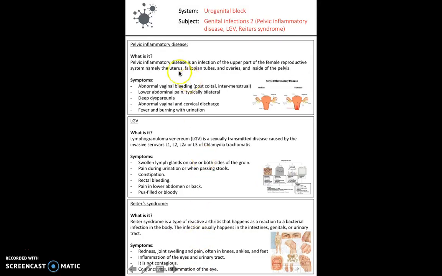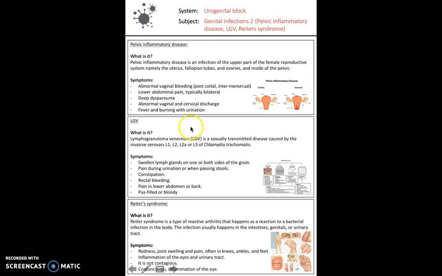The second part of genital infections, so you've got pelvic inflammatory disease, which is an infection of the upper part of the female reproductive system, mainly the uterus, fallopian tubes and ovaries, and inside the pelvis. Quite an explanatory disease by the title. It does cause abnormal vaginal bleeding, lower abdo pain, and sometimes discharge as well.